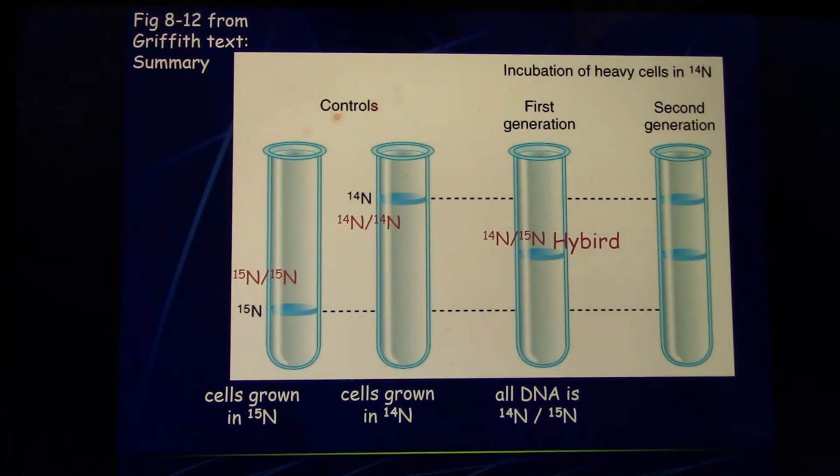And so just in summary, the controls are all nitrogen 15. If the bacteria is grown in just nitrogen 15, you get a really heavy band. If cells are grown in nitrogen 14 only, you get a really light band. And if you grow them in nitrogen 15 first and then transfer them to nitrogen 14, you're going to get a hybrid band that's half nitrogen 14, half nitrogen 15. And if you take these bacteria and do one more round of replication, you're going to keep that hybrid band, and you're now going to have a band that's made 100% of light nitrogen 14.